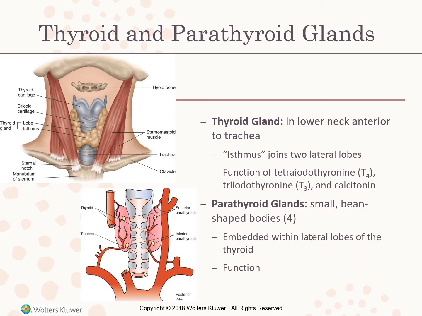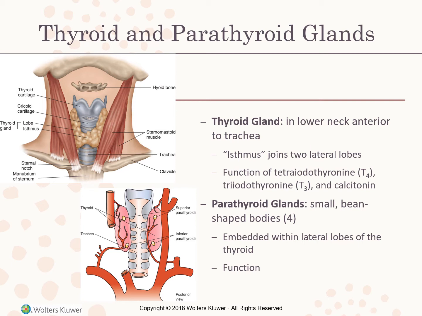So the thyroid gland is located in the lower neck, anterior to the trachea. As you can see in this picture right here, visually, that's where you'll find the thyroid gland. Now, it's divided into two lateral lobes, side by side, joined by a band of tissue called the isthmus. Now, the thyroid concentrates iodine from the food that we eat, and it'll use it to synthesize tetraiodothyronine, also known as thyroxine or T4, and also triiodothyronine, which is also known as T3.